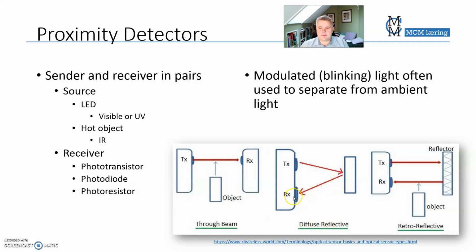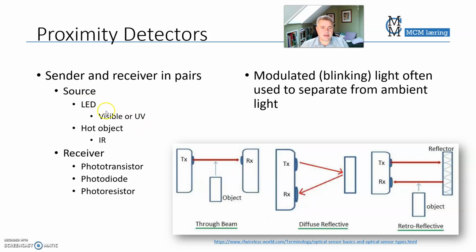Diffuse reflective means that the object itself is what reflects the light back to the receiver, while retro reflective means that you have a reflector or some kind of a mirror here and back to the receiver there, and the object breaks the line between the two. This is where you find in gate openers at food stores, etc.